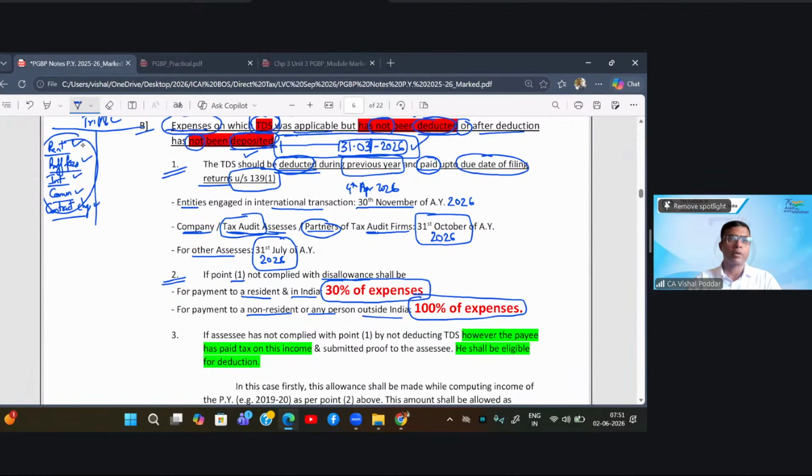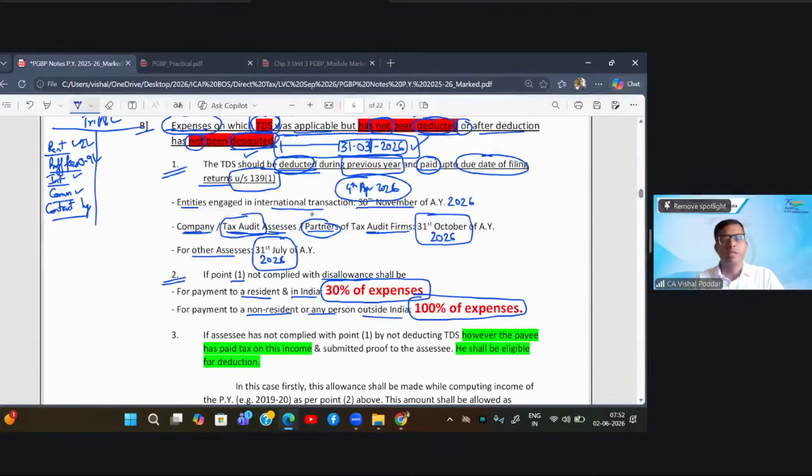So let us take an example. Rent debited is 2 lakhs. Professional fees debited is 90,000. Correct? So 2 lakhs, 90,000, these are the two figures. Now, for rent, they have given you that the TDS is deducted on 4th April 26, so you understand, okay, you are late. It means you have to disallow. How much of this rent will be disallowed?